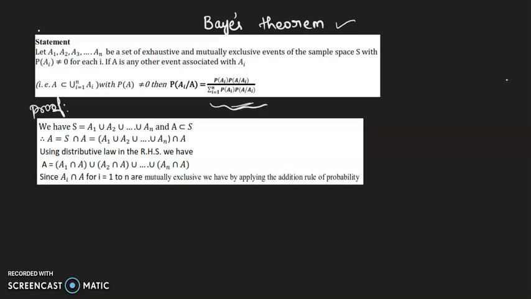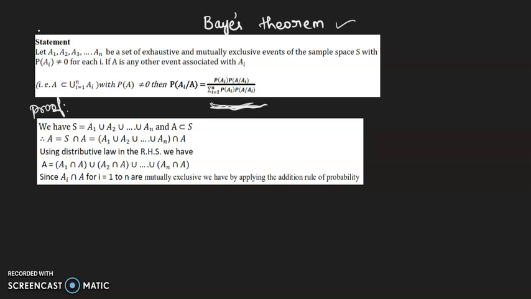and here you can see the formula: P of Ai given A is equal to P of Ai into P of A given Ai, divided by summation i is equal to 1 to n P of Ai into P of A given Ai. This is what we are going to prove. Okay, now let's see the proof.